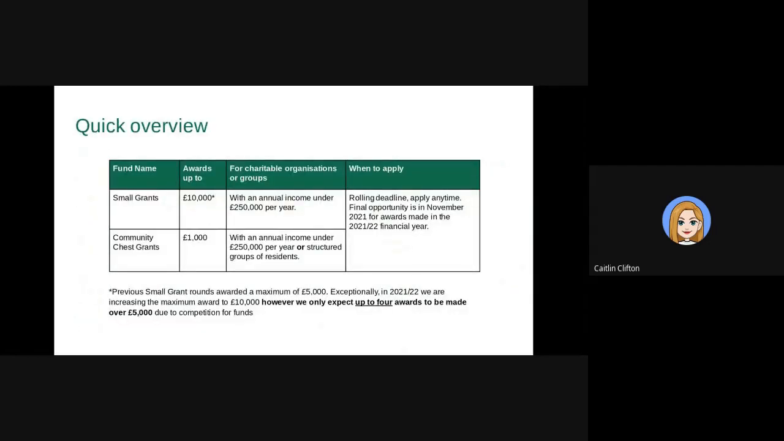So quick overview, the 2 funds that we're discussing today are the Community Chest and the Small Grants. While these funds are separate, they share a guidance document because of the basic similarities of who can apply, when you can apply, and the equalities objectives. They then differ in the amounts that you can apply for.